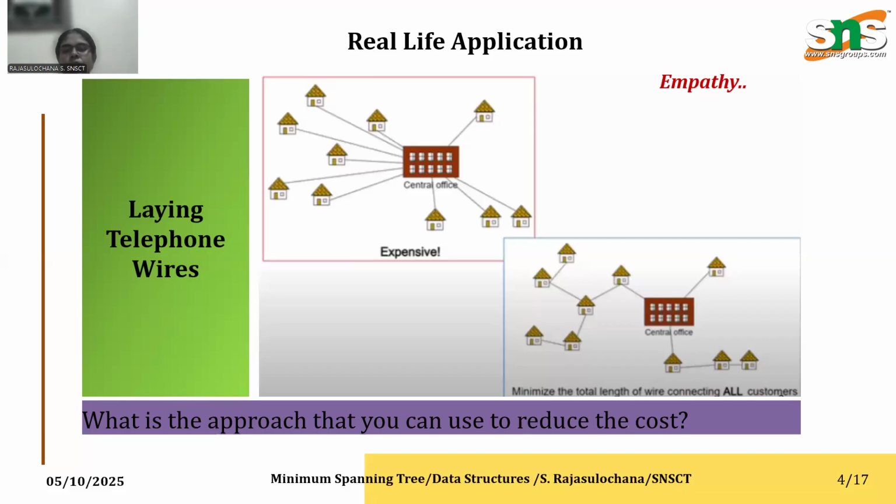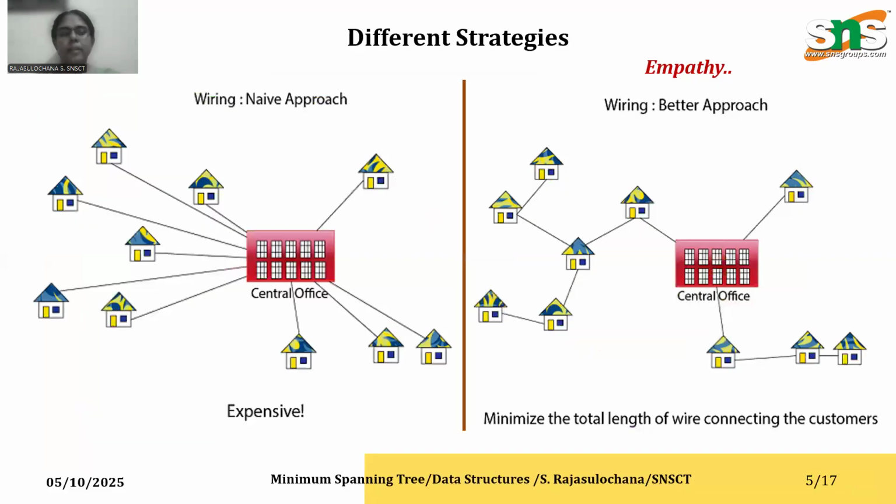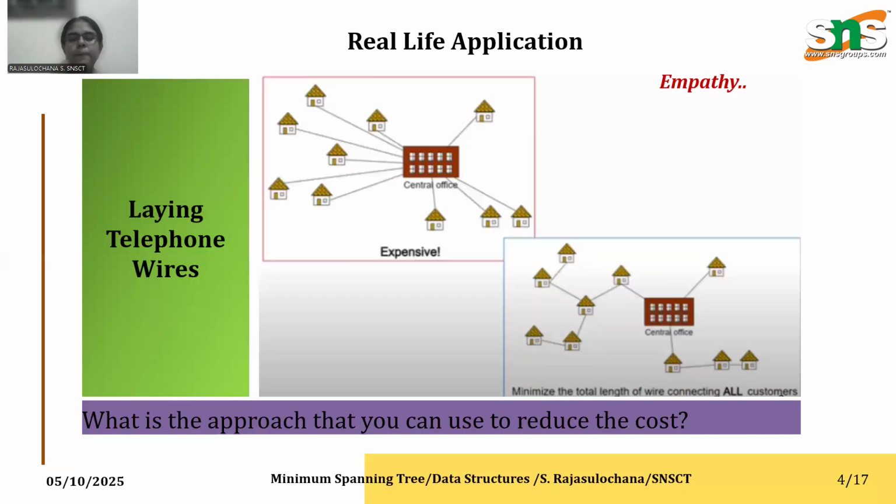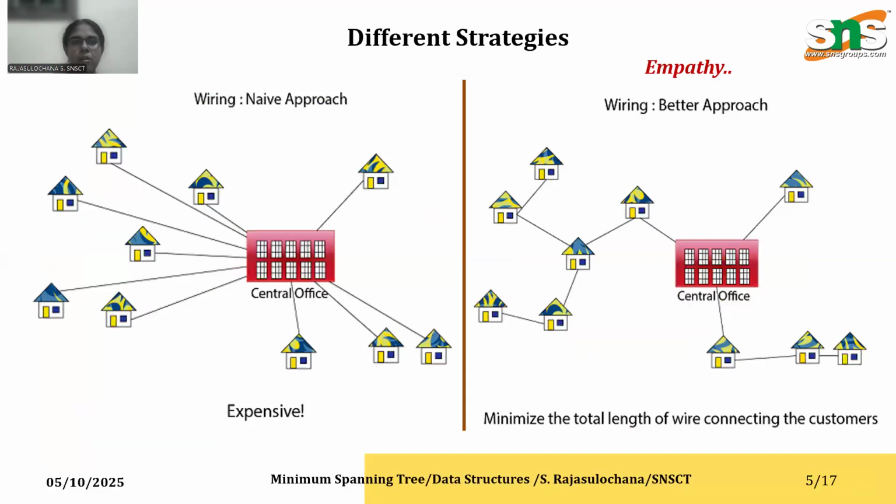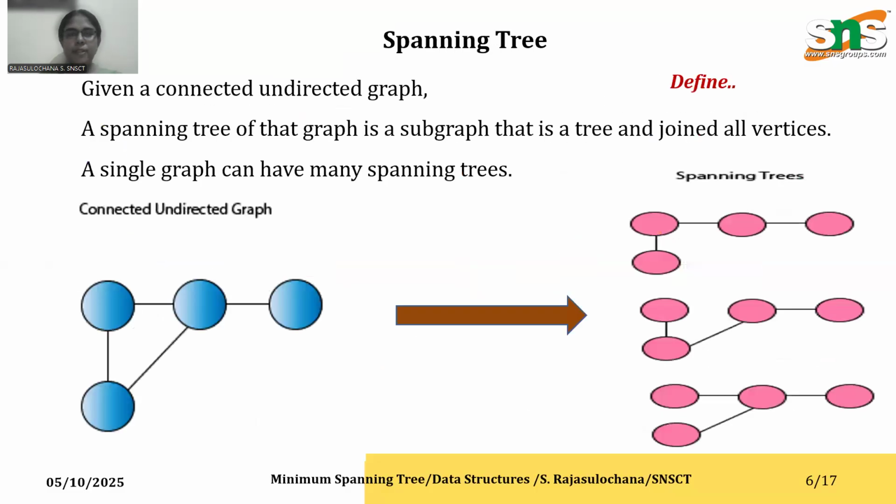So such kind of construction can be done, or it can be made possible with the help of minimum spanning tree. So this spanning tree, it is an approach which is especially used to reduce the cost. So here are different strategies used for establishing the network, which we have discussed in the earlier slide. The first approach, which is a naive approach used for establishing the wire connection, looks pretty expensive. And second one is a better approach, which can be accomplished with the help of constructing a minimum spanning tree.